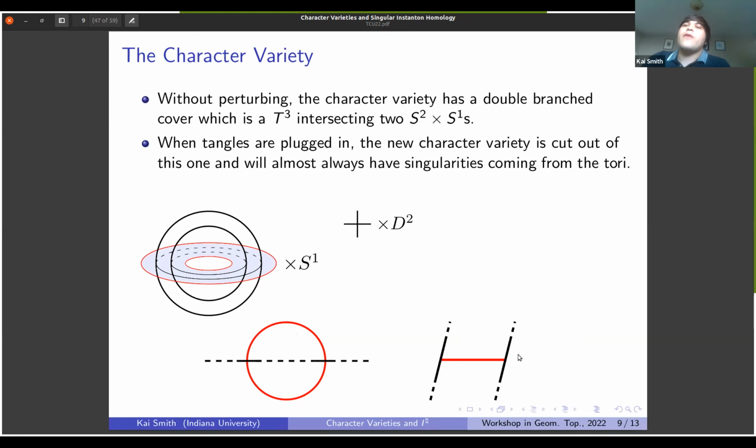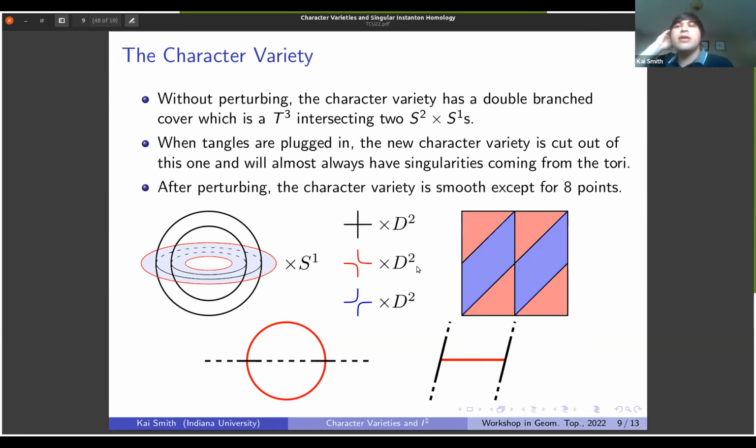And then if I perturb the tangle T with the perturbation curve I showed in the last slide, each of these neighborhoods is going to smooth out so that it's either this smoothing cross a D2 or this blue smoothing cross a D2, or in between, you'll get a saddle cross I. And so for every point on these singular tori, I can ask which way does it smooth when I do my perturbation, and I can color that in red and blue like this.